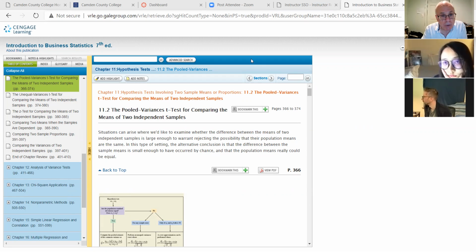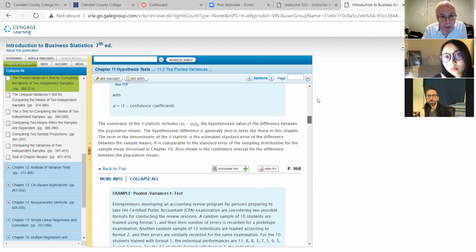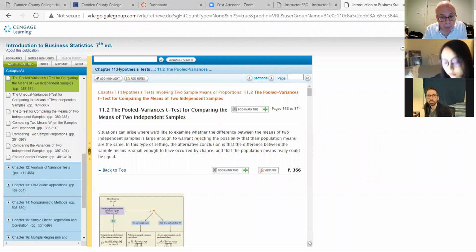Unfortunately, Cengage doesn't give you anything that can make this bigger here. I don't think there is. But you have your book so you can see it. And Rose, if you're watching, make sure your book is with you also.